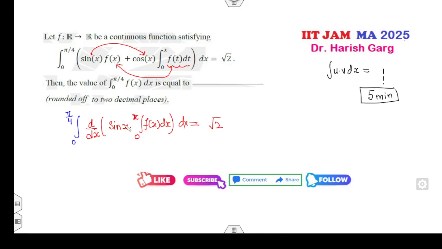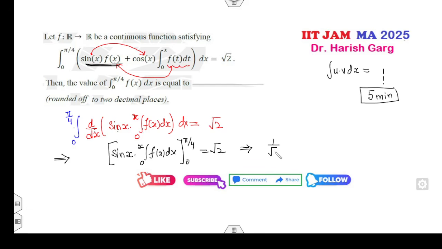You can see if you apply the product rule, sin x times the derivative of the integration, which is f x, plus cos x times the integration of this. So what will happen? Integration and derivative will be cancelled out. Fine. So that will be sin x into the integral of f of x dx from limit 0 to pi by 4. So that's over. Fine. Now you can solve.